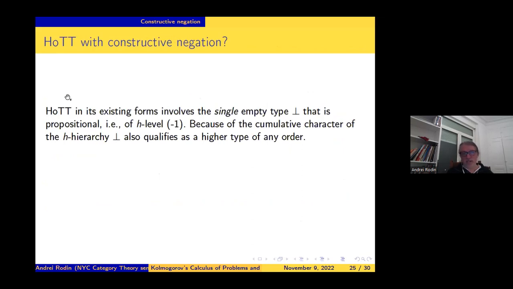And then I was thinking, would this make any sense in the HoTT framework? But apparently, at least I also spoke to different experts in HoTT, and I came to the conclusion that it does not. This is because we have a single empty type, which is propositional, of course, just a generic false proposition. But having in mind what I said about this cumulative character, it may also qualify as a higher type of any order, but still it's always the same.